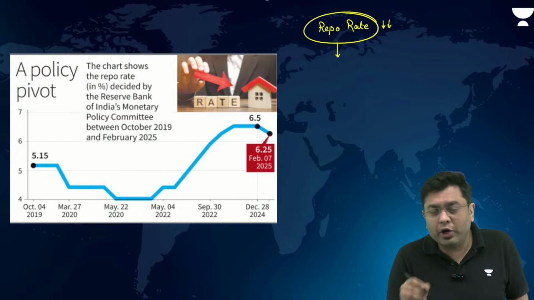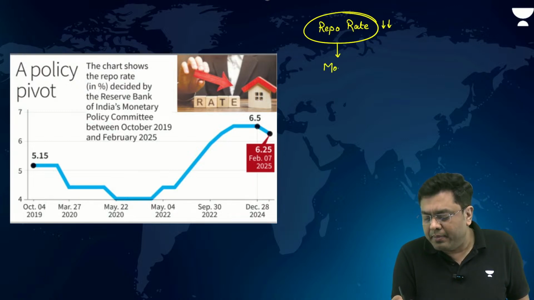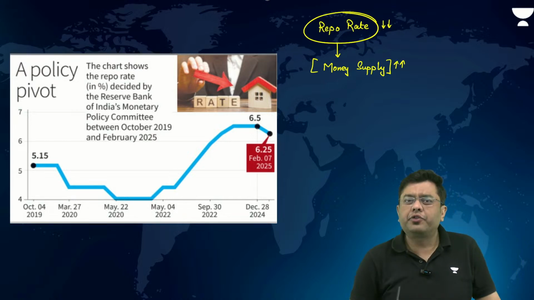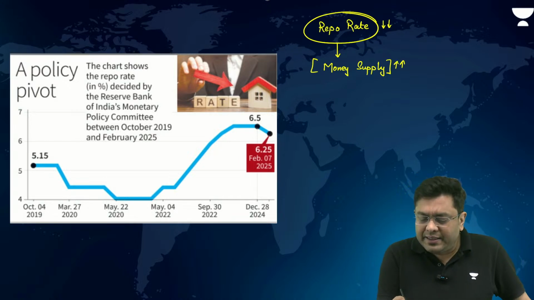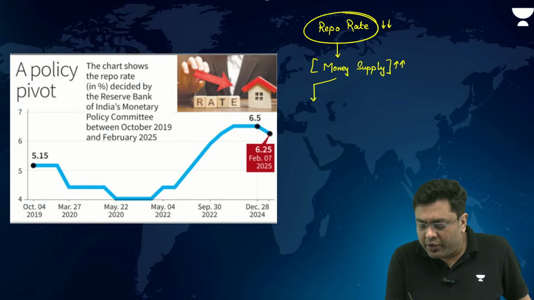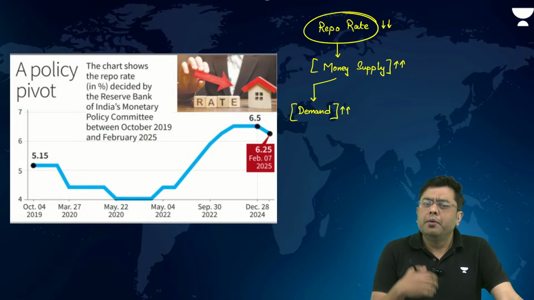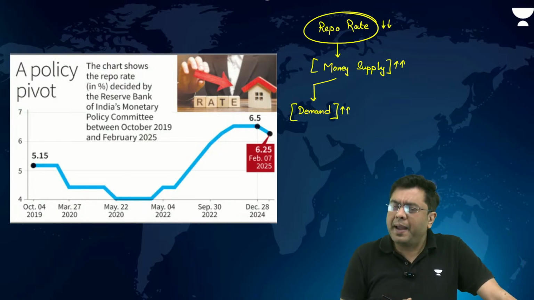So reducing or lowering of the repo rate will always end up increasing the money supply in the economy. Now money supply, if it increases in the economy, will have twin effects. First of all, the demand will increase. Demand for consumer goods, demand for housing, everything will increase because the borrowings will increase. People will get more money from the banks.